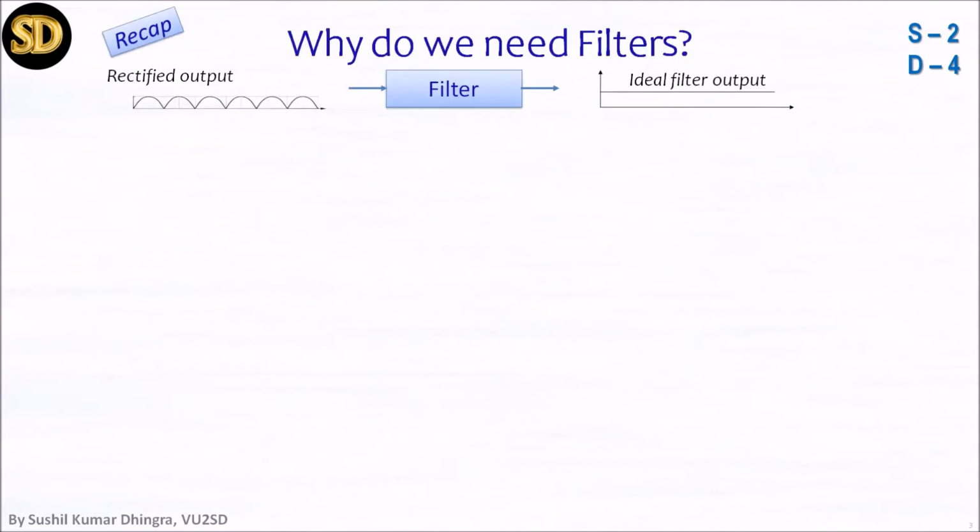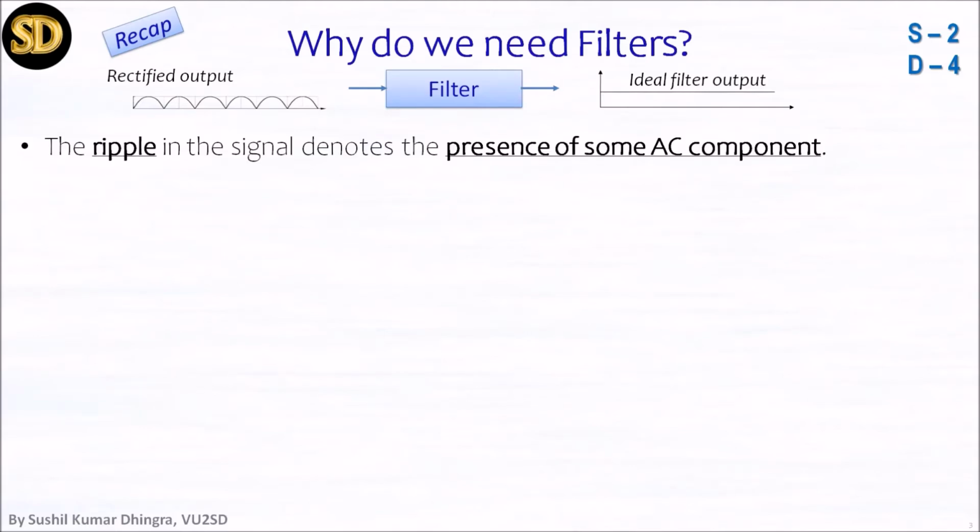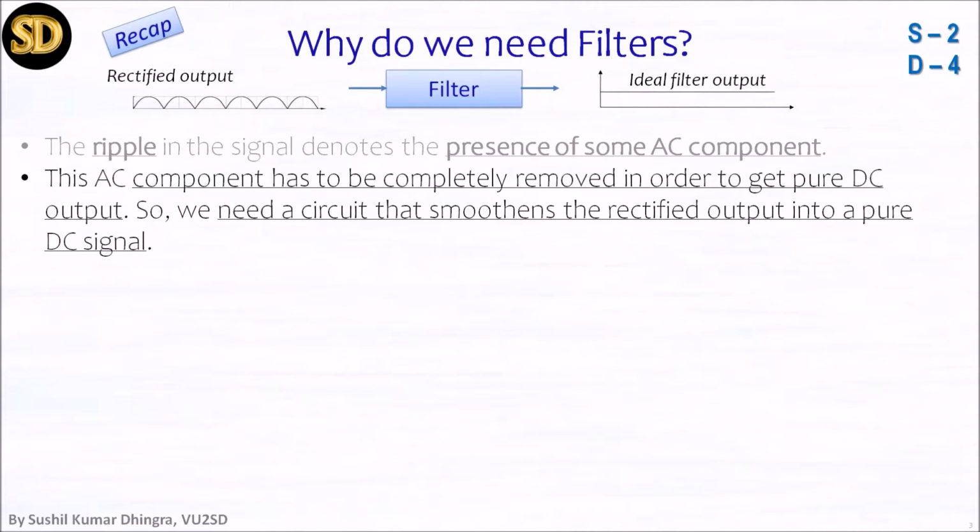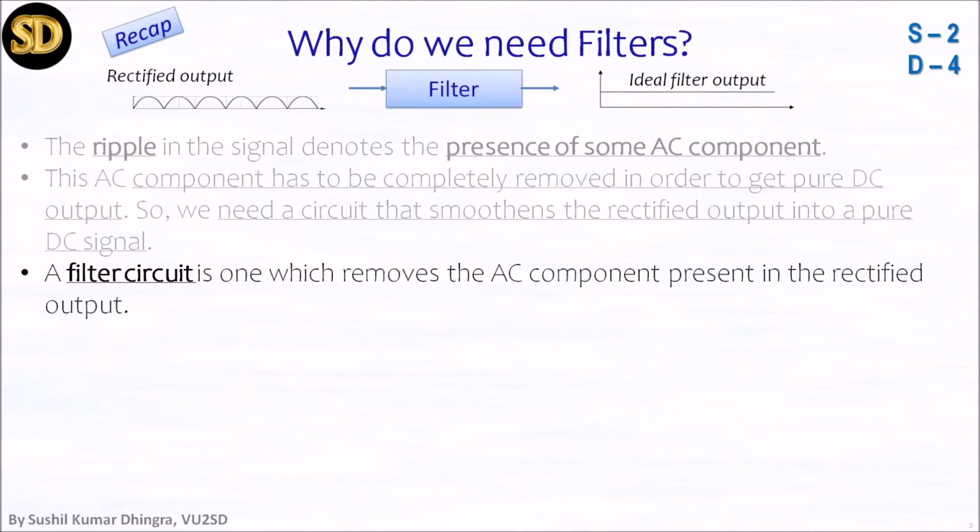Now, why do we need filters? I already told you the ripples in the signal, or pulsating DC, denote the presence of some AC component. This AC component has to be completely removed in order to get pure or near pure DC output. So we need a circuit that smoothens the rectified output into a near pure DC signal, as shown on the screen, the ideal filter output. This filter circuit is one which removes the AC component present in the rectified output.